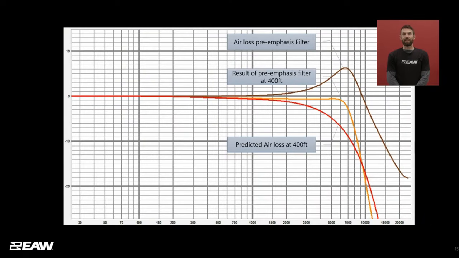The red trace is representative of the air loss we will encounter at 400 feet from the source. The brown trace shows the preemphasis boost that will be applied, and the orange trace is the result of applying that boost to the red trace. So that's a quick take on adaptive and how it works. Let's move on now to discuss the newest member of adaptive, AC6.